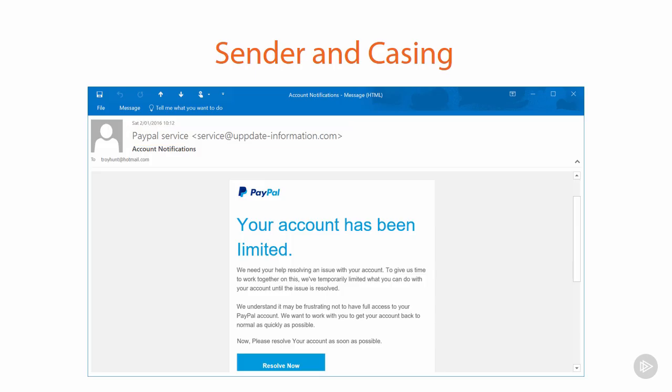But we can also see an issue down towards the bottom, in that last sentence. Pay particular attention to the words please and your. The casing's wrong. They should both be lowercase. It should be a lowercase p and a lowercase y. And this is the sort of thing that an organisation such as PayPal is very unlikely to get wrong.